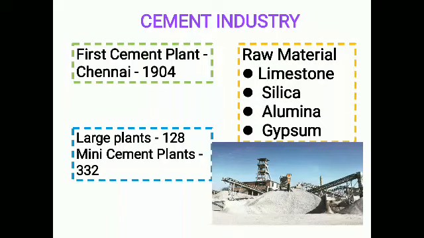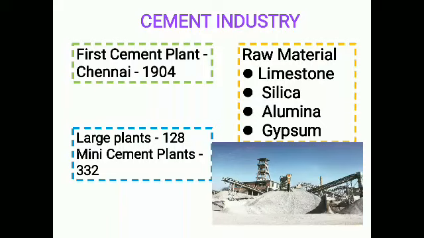In India we have 128 large plants and 332 mini steel plants. So 128 large plants and 332 mini steel plants are available in India. The raw materials used in the cement industry to manufacture cement are limestone, silica, alumina and gypsum.